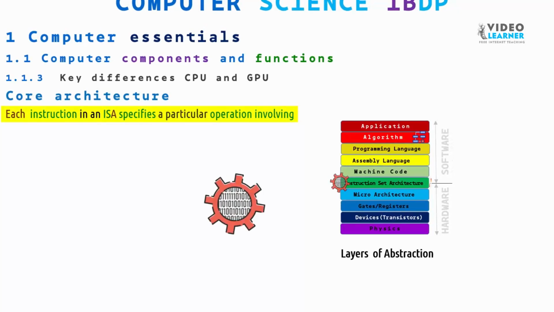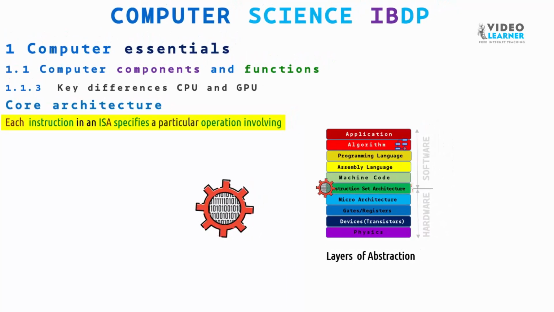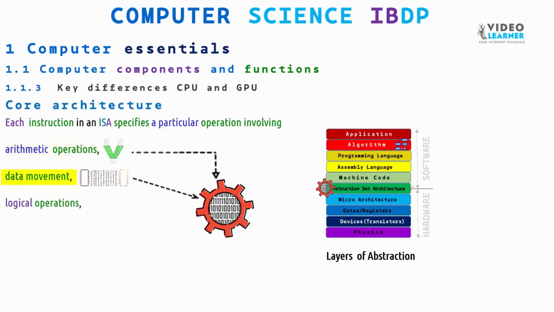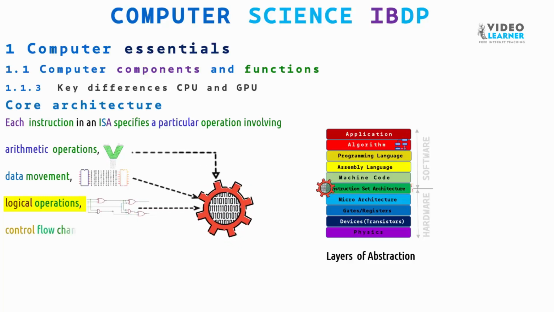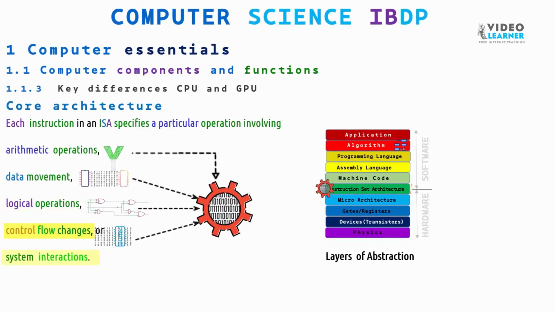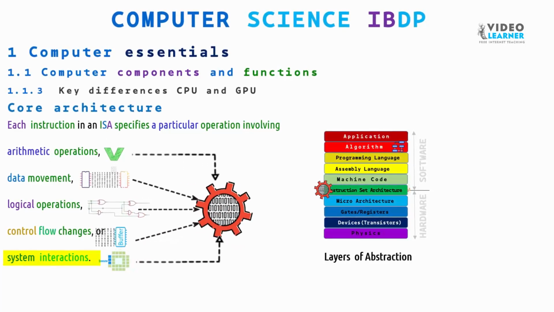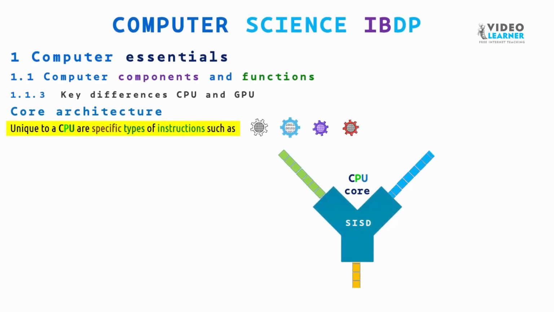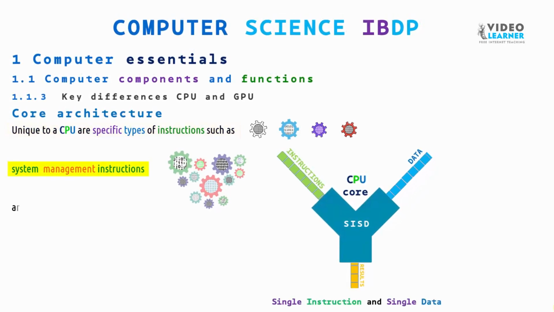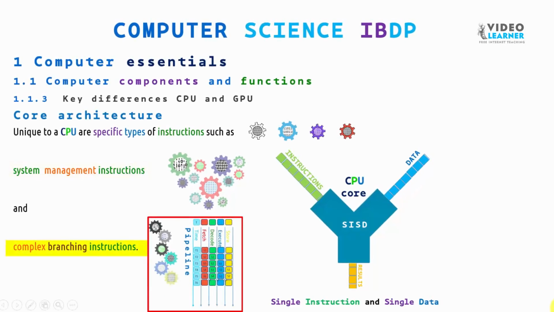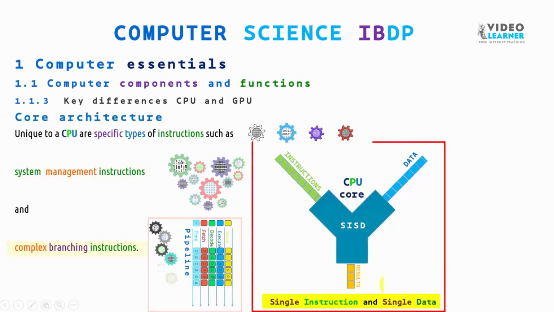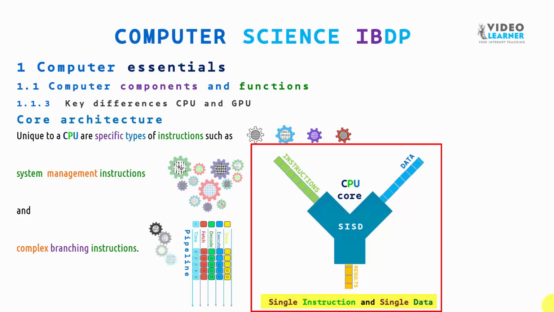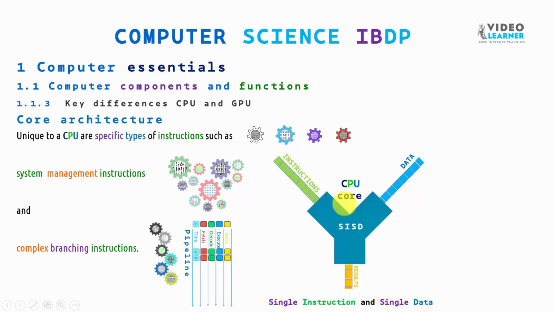Each instruction in an ISA specifies a particular operation involving arithmetic operations, data movement, logical operations, control flow changes, or system interactions. Unique to CPU are specific types of instructions such as system management instructions and complex branching instructions. Just remember that in CPU cores we have single instruction and single data architecture, that is a sequential computer architecture where one core processor executes one instruction at a time on a single data element.